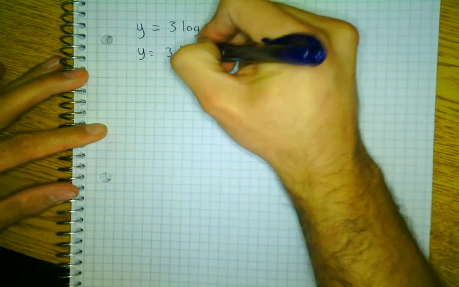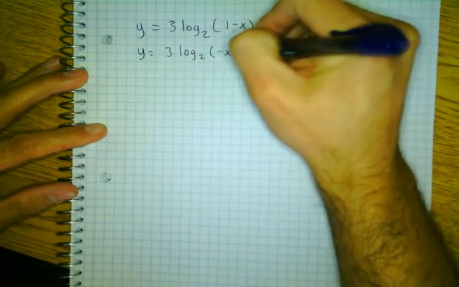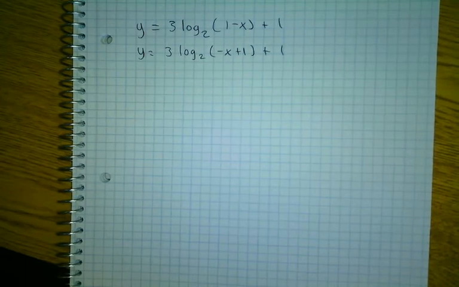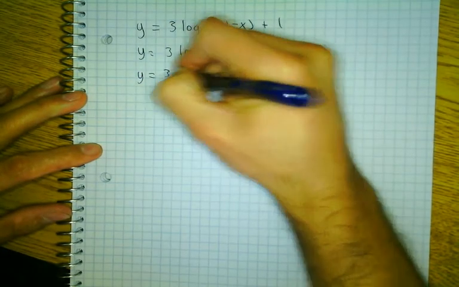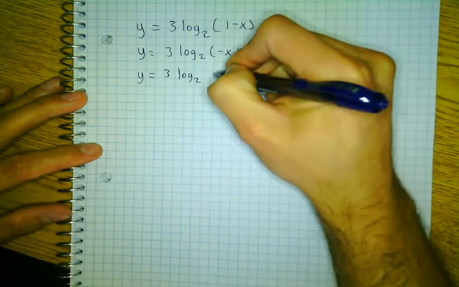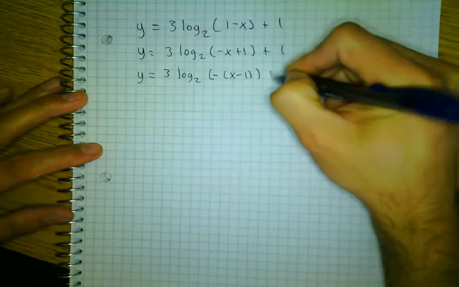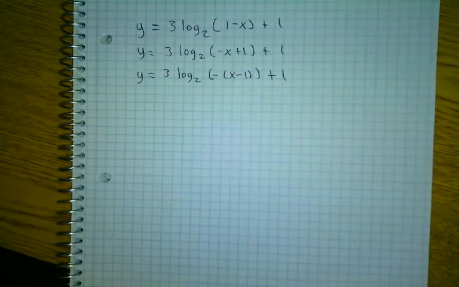So we can say 3 logarithm base 2, and I can say negative x plus 1, plus 1, right? But now that I switched it, what do you realize? There's a negative, so what do you need to do? Take out the negative. So then we got one extra step, so 3 log base 2, take out the negative, and then you'll be left with x minus 1 instead of x plus 1. And now we're ready for transformations.